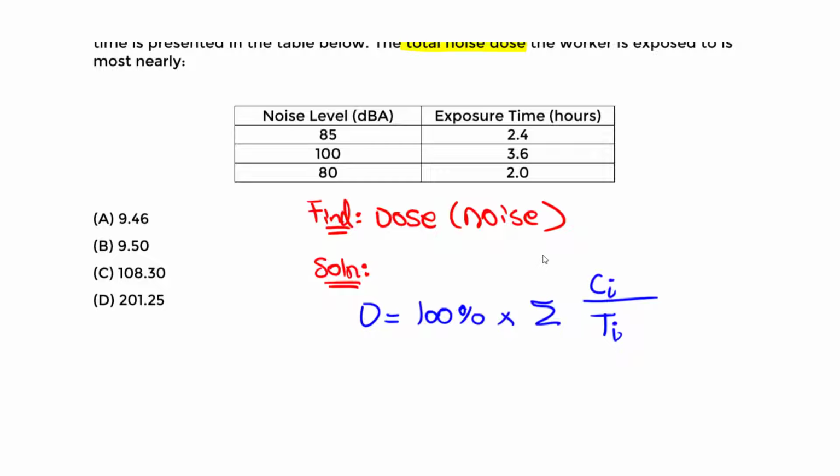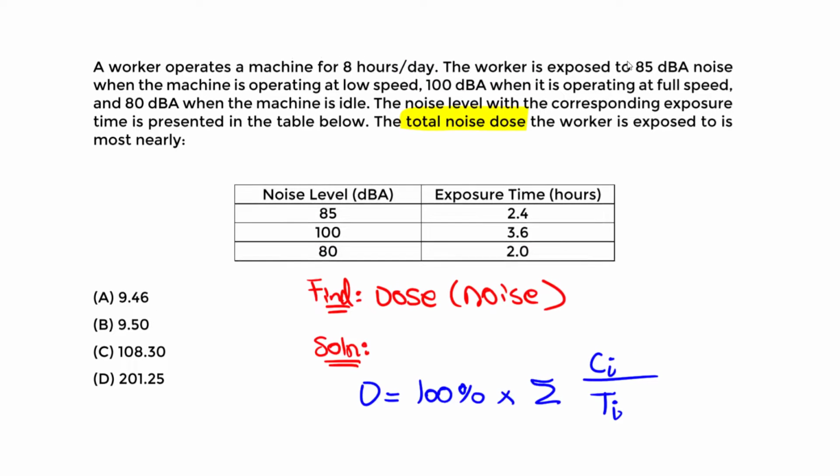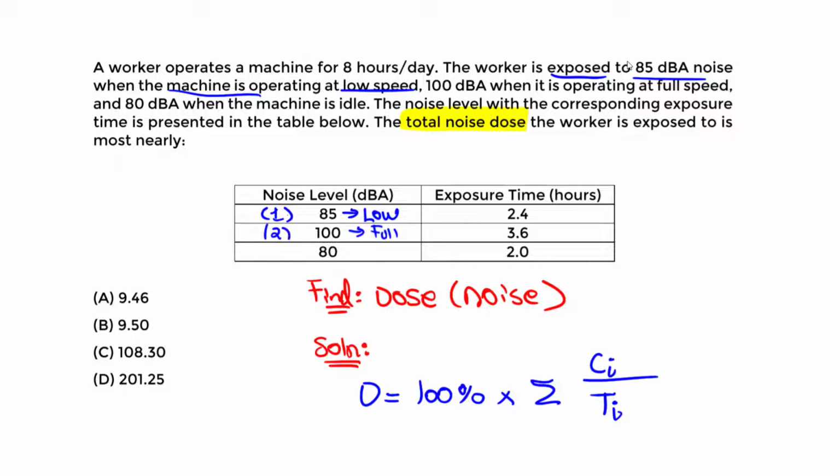So what I'm going to do is label these. We have 1, 2, 3. The first one, 85, is when the machine is operating at low speed, so that's measurement 1. Then 100 is when it's at full speed, which makes sense, as it should be higher in terms of noise level. So that's 2. Then when the machine is idle, it's 80. So idle is 80, and that's 3.